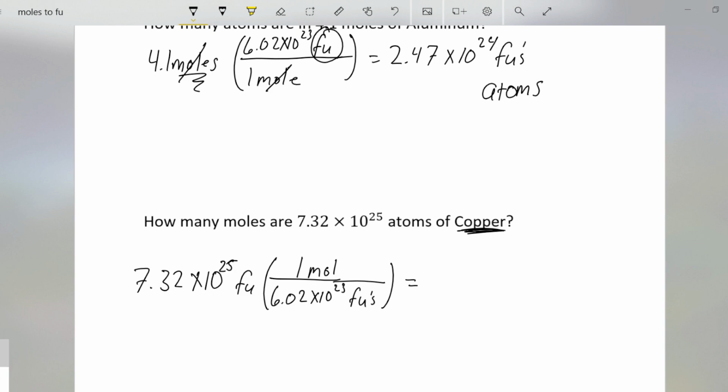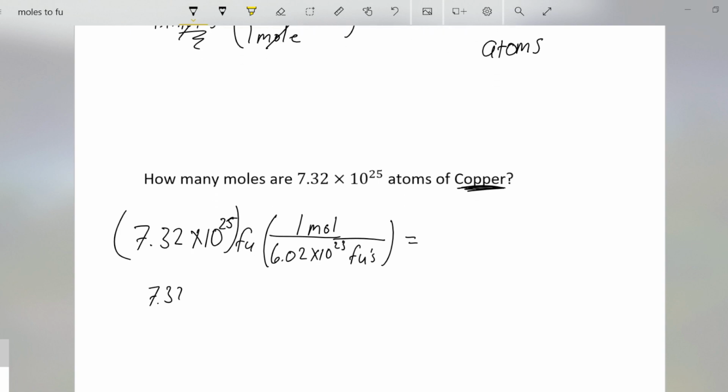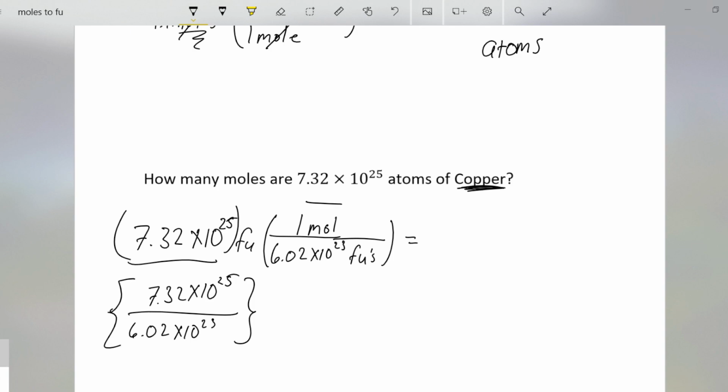When I do this multiplication and then division, we can take 7.32 times 10 to the 25th, multiply that by 1 mole, or just 1 in your calculator, and then divide that by 6.02 times 10 to the 23rd. But that's just the same thing as dividing 7.32 times 10 to the 25th by 6.02 times 10 to the 23rd. Multiplying this number by 1 and then dividing by 6.02 times 10 to the 23rd is the same thing as doing this operation of just division.